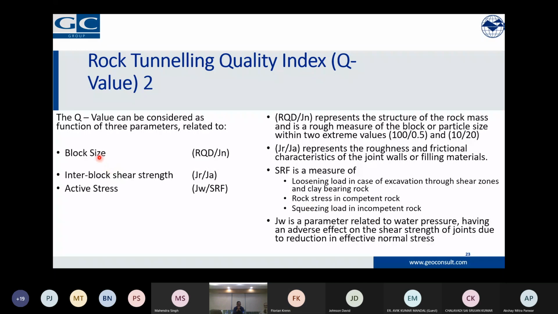And for the Q value it means that the block size, that means RQD divided by the joint number, is important, and a parameter, the interblock shear strength with the roughness and frictional characteristics of the joint walls or any filling materials. And then the stresses, because the stress reduction factor can take care of loosening loads in case of excavations if we have shear zones, clay-bearing rock; stress in the competent rock is taken into account, and the squeezing load if we have very incompetent rock. And this joint water coefficient is basically related to the water pressure, because water pressure will have an adverse effect on the shear strength of our joints, because the effective normal stress is reduced.